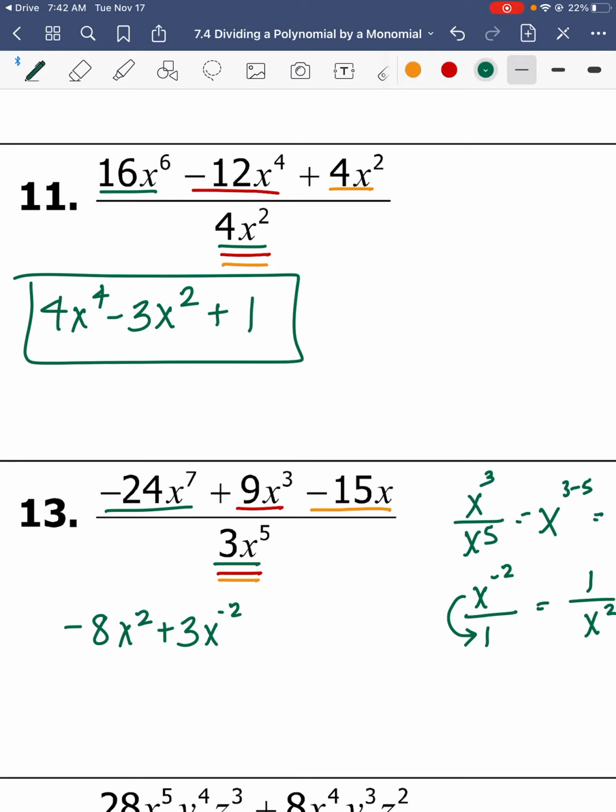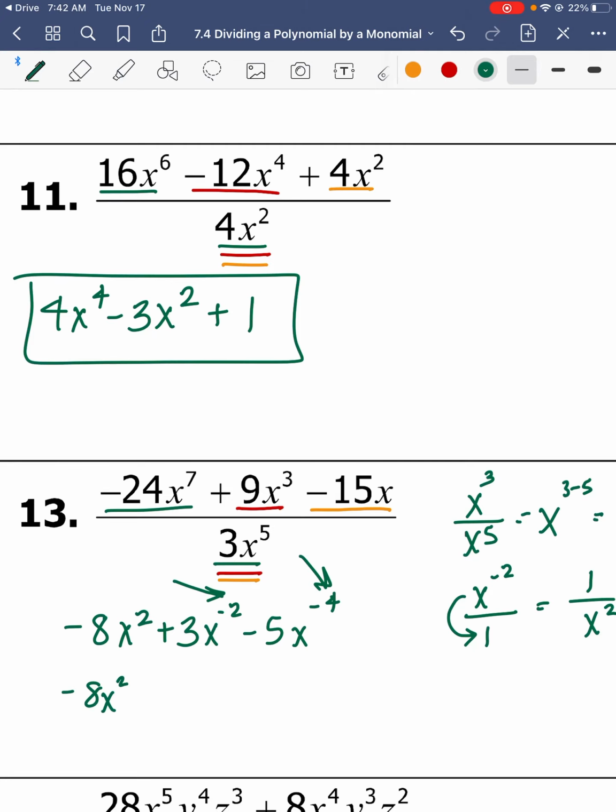And then we have negative 15x divided by 3x to the 5th. Negative 15 divided by 3 is negative 5. X divided by x to the 5th, well, we have 1 minus 5, which is negative 4, x to the negative 4th. Now, before we circle an answer, we need to make these two exponents positive, and we'll move those to the denominator. But this 3 and this negative 5 will stay in the numerator because the exponents on those are actually positive. They're positive 1.